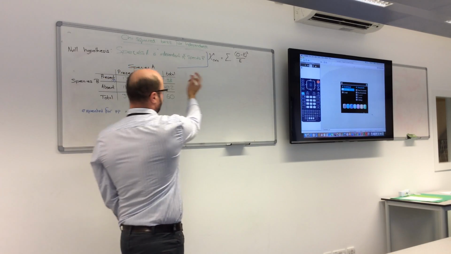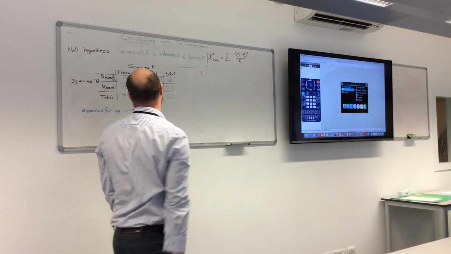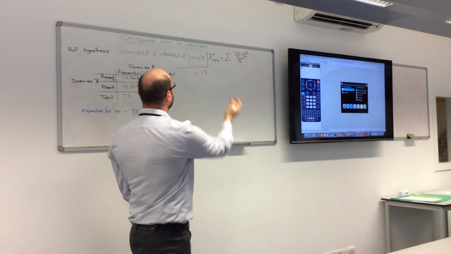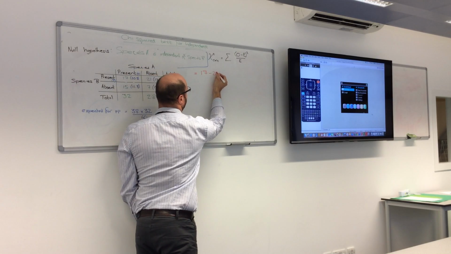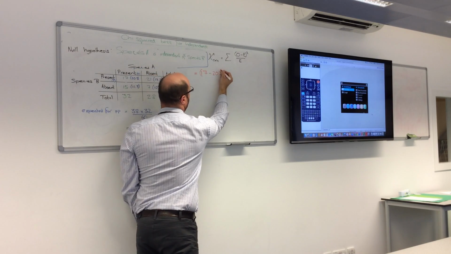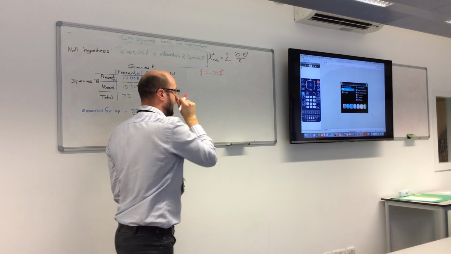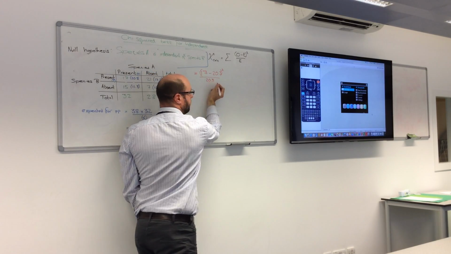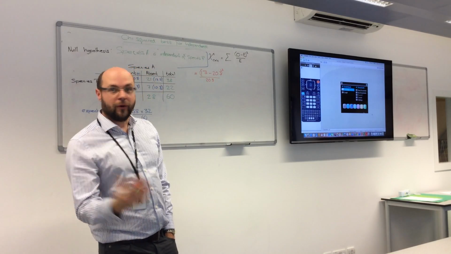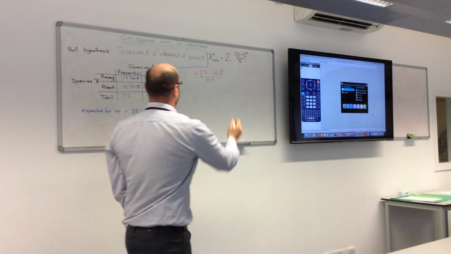And this one's 17. Sorry, can't help but talk to you. And we're going to have minus the expected frequency, which is 20.3. We're going to take that, square it, and divide that by the expected, which is 20.3. Okay? We're going to do that for each square, so we'll just work across.